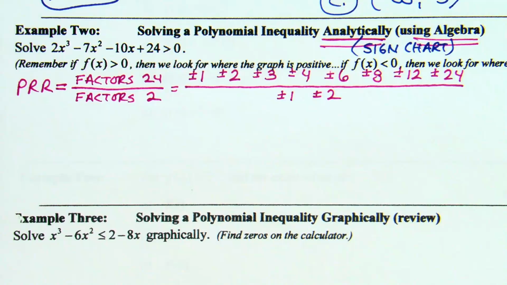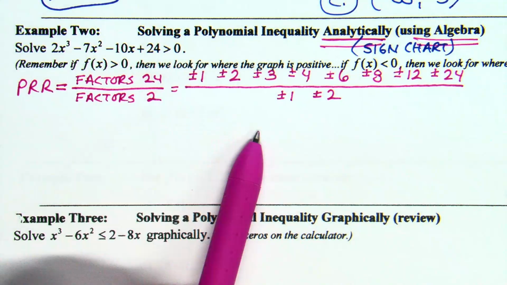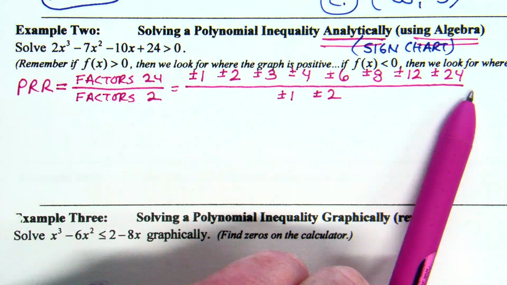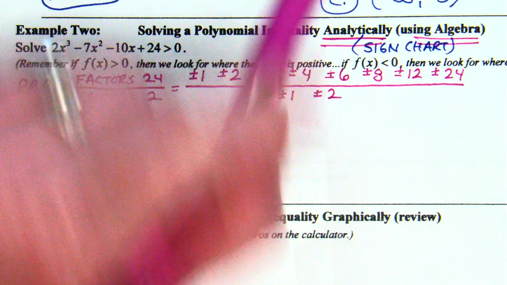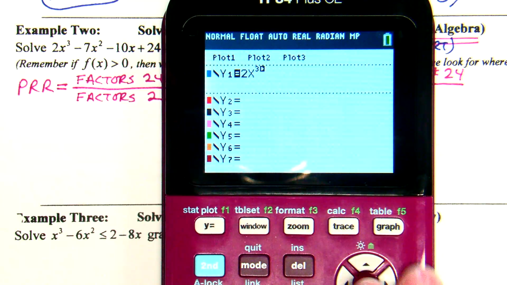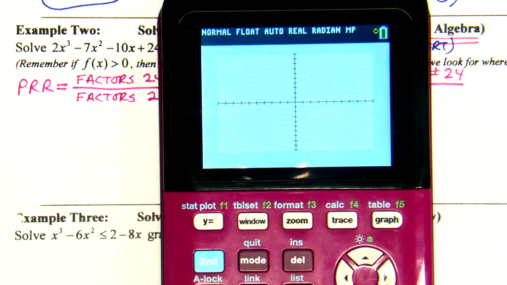Rather than go through and guess a whole bunch and try a bunch of failed synthetic division, we're going to use the graphing calculator to give us some guesses, right? I could go through and write out what my PRRs are, and if you're required to, I know you guys can as well. I'm just going to leave it as this for right now, because you guys know it's all of these listed, and then all of these divided by 2. Graph this, and let's see what the graph suggests we use. So I'm going to graph 2x to the third minus 7x squared minus 10x plus 24. I'm going to zoom 6 because I always do.